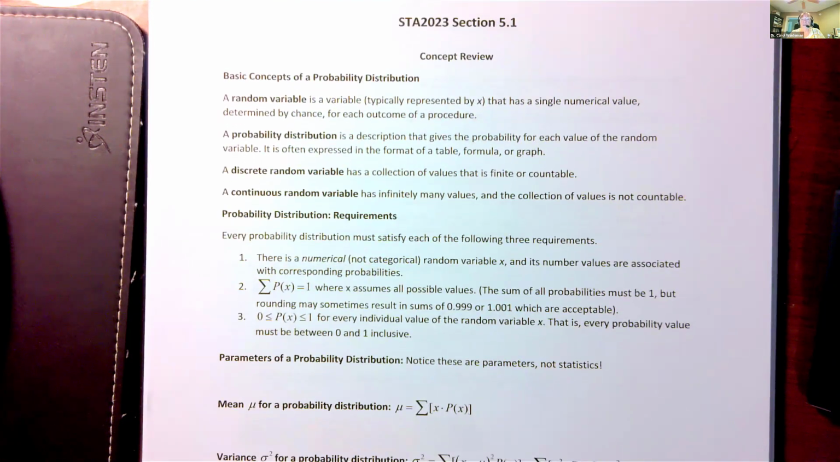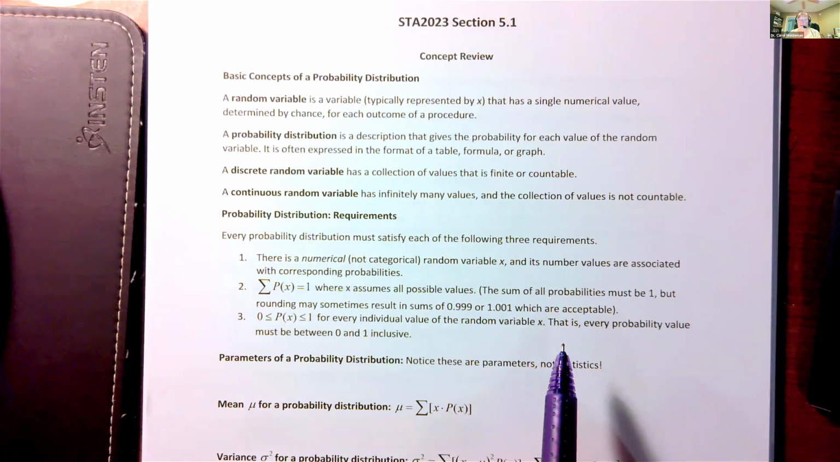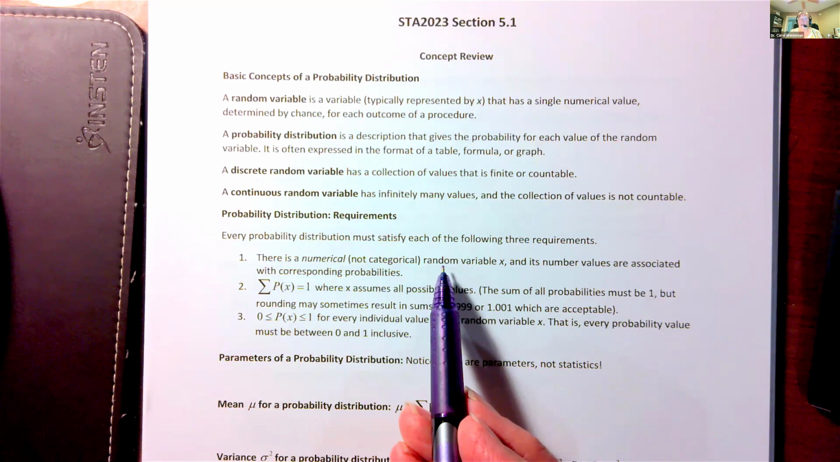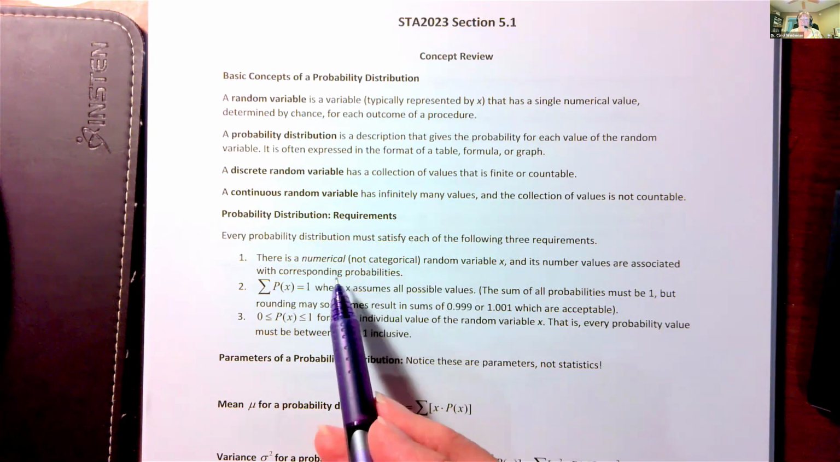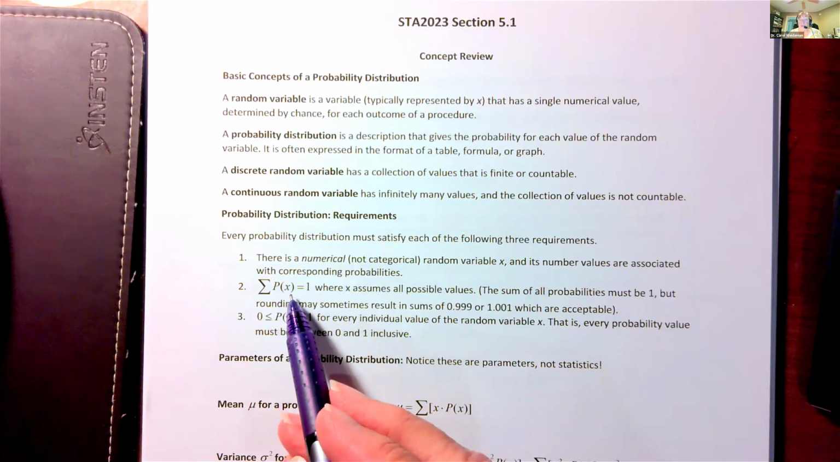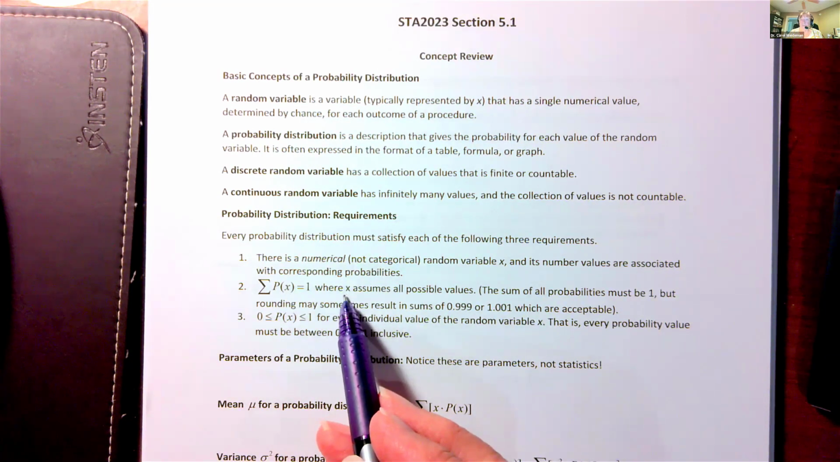So a probability distribution has to have 3 requirements. There has to be numerical outcomes for the random variable. And there have to be probabilities associated with those outcomes. When we add up the probabilities, we have to get 1.